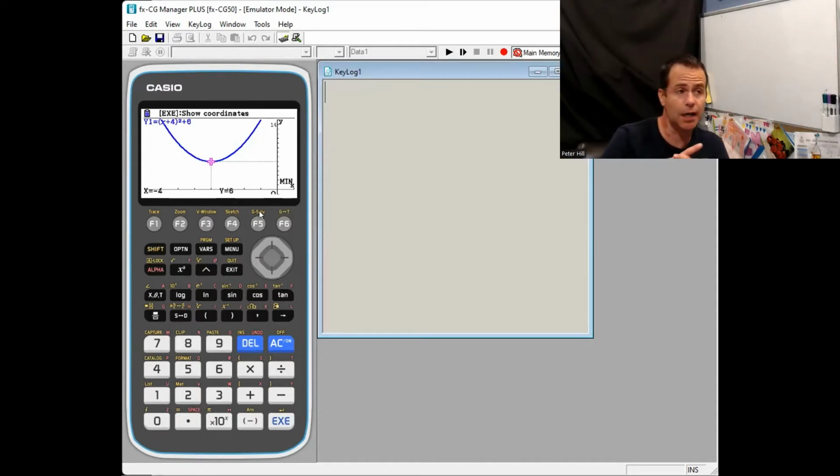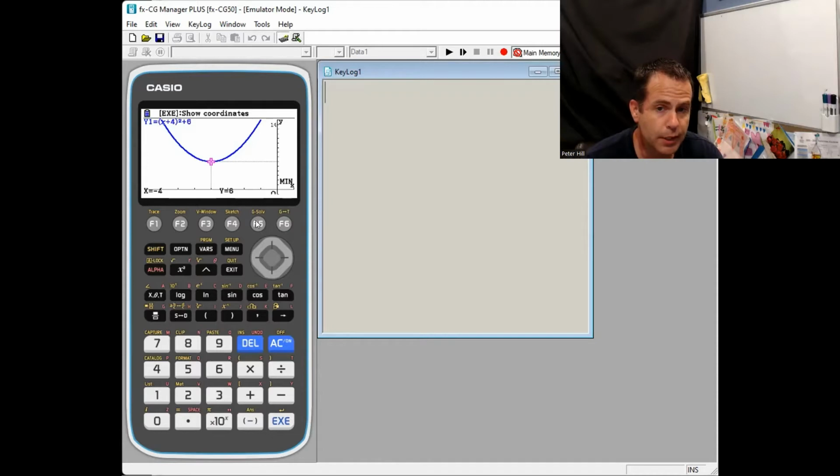Again, if you're a TI, you're going to go second trace minimum, and then you have to answer the left bound question, make sure your cursor is left of the hump, then the right bound question, make sure your cursor is right of the hump, and then one more enter through the guess, and then you're good to go, and you should also be at -4, 6, okay?